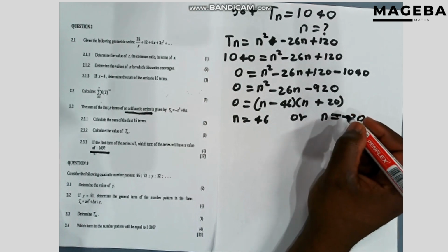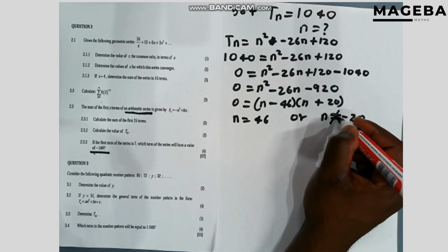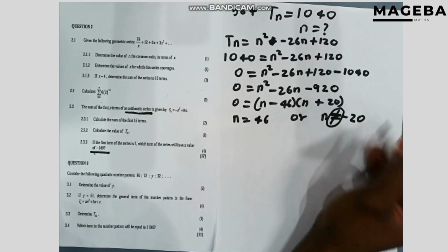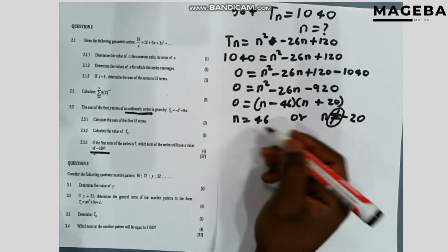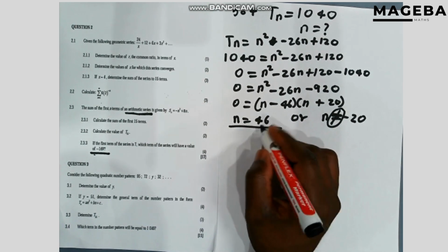The term will never be negative, so it's important that you show that n will never be negative. So the term of the pattern that is equal to 1040 is the 46th term, which is the one that we're looking for.